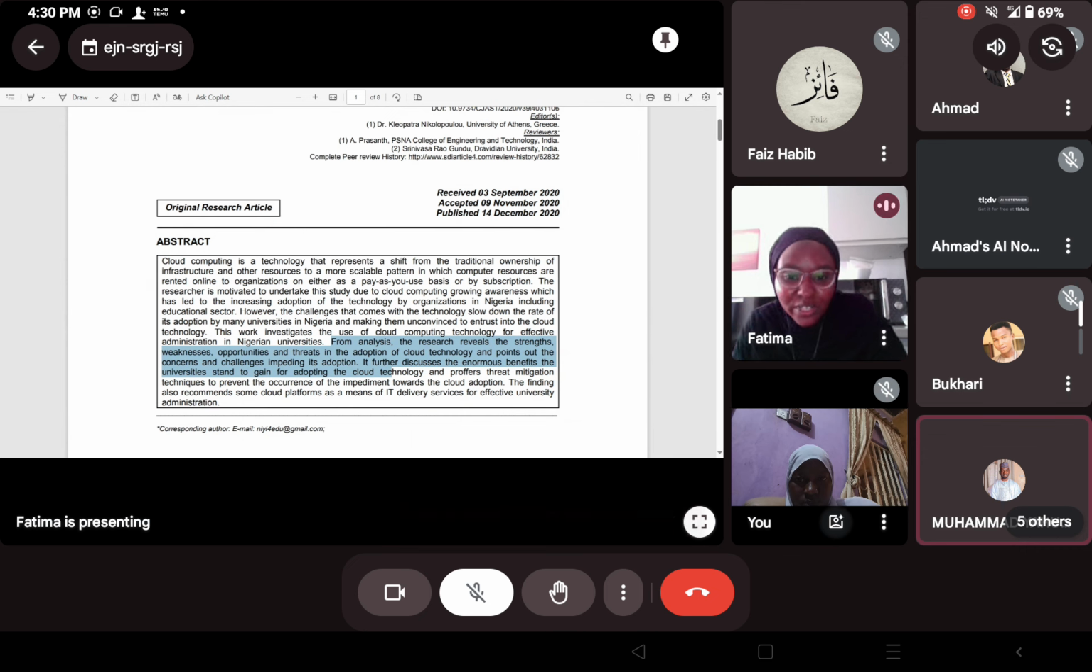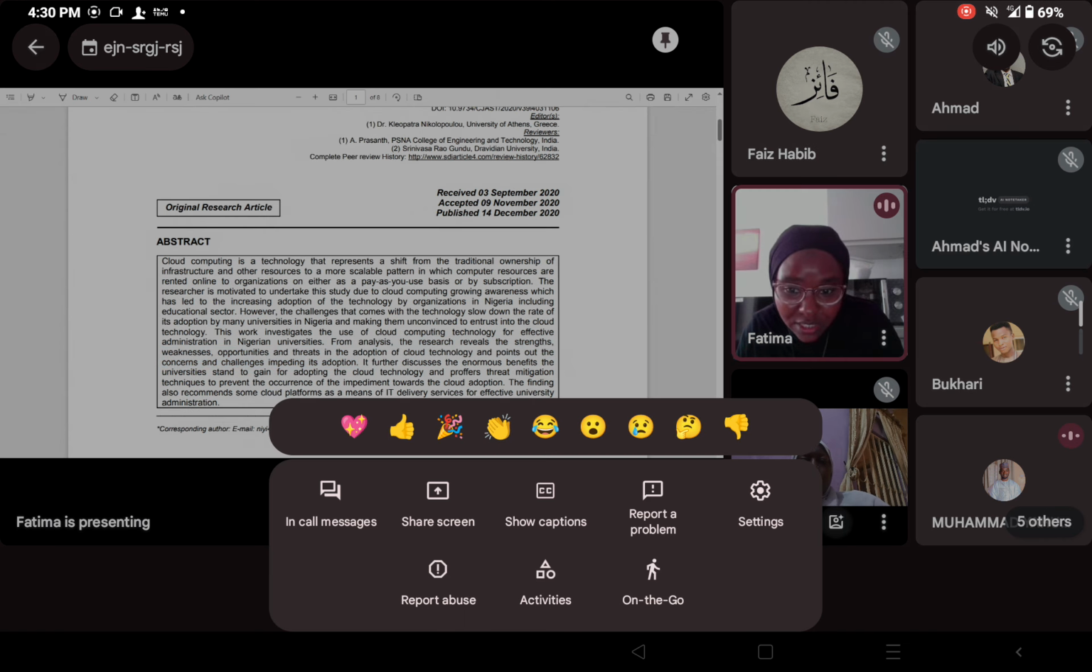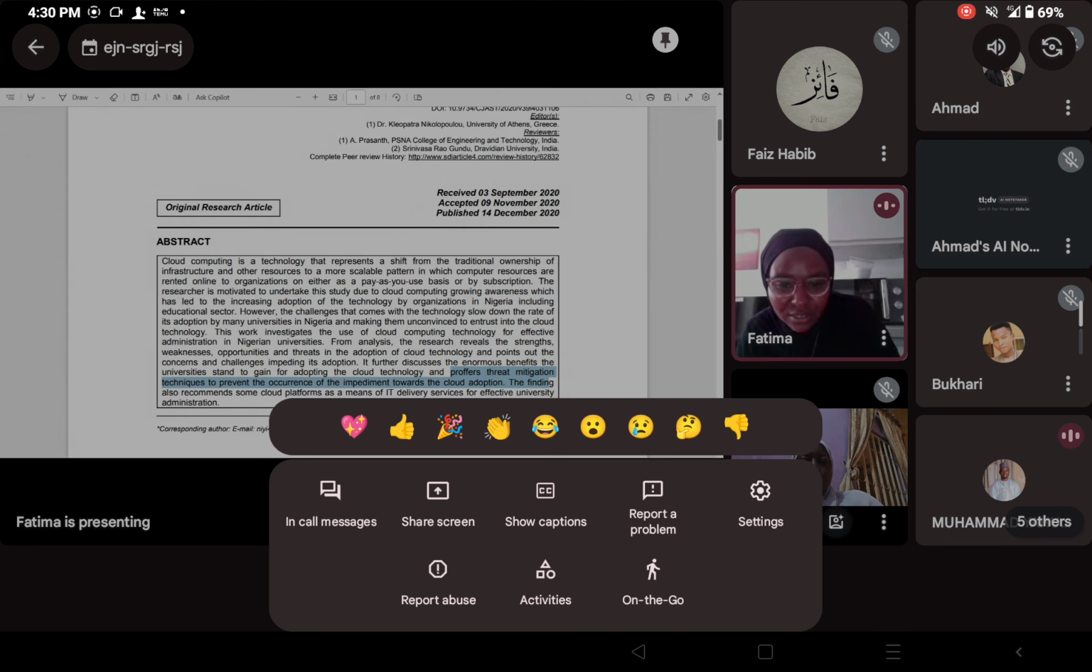So it further discusses enormous benefits the university stands to gain from adopting the cloud technology and proposed threat mitigation techniques. So I asked you what you were going to do with your findings. Yes. So for this paper, when they did their findings, they found out the strengths, the weaknesses, and the opportunities. And then they looked at threats a bit. Is that clear? Yeah. So what they now did with their findings was, they created a threat mitigation strategy. Do you understand what I'm saying?